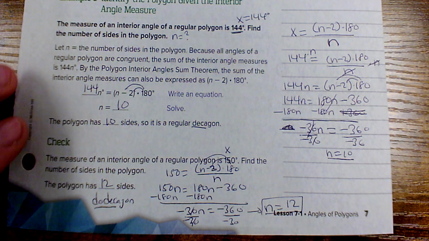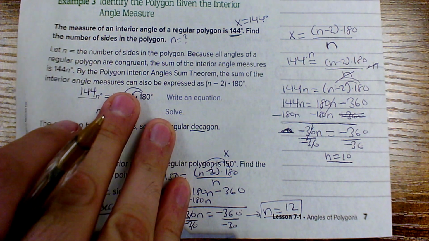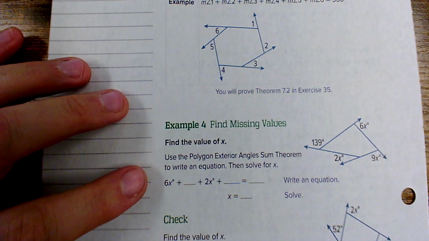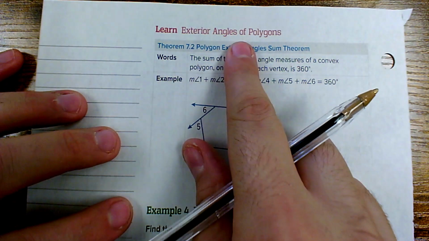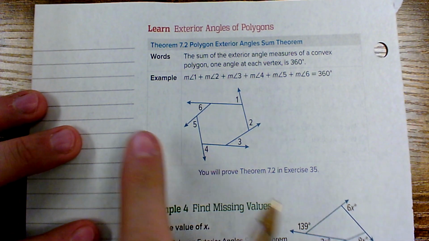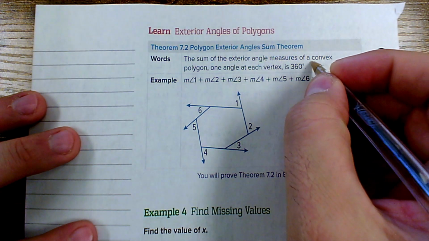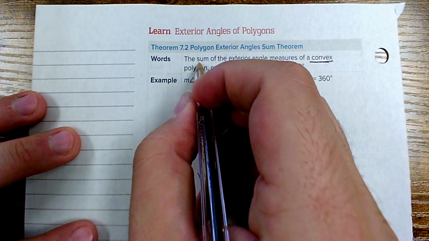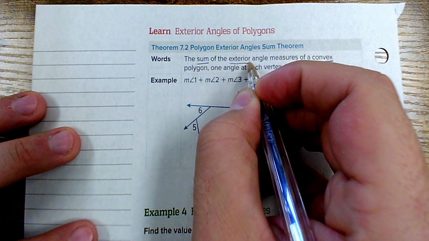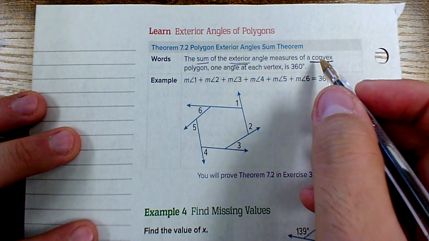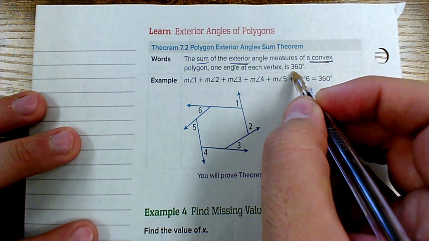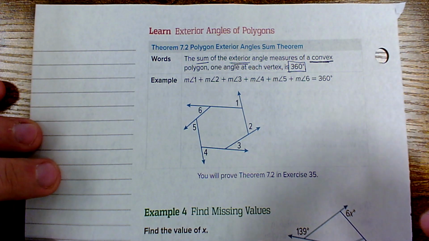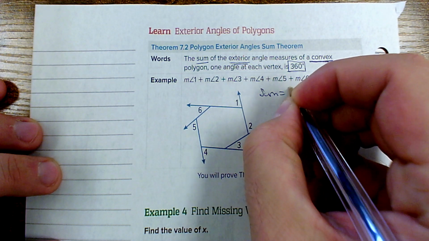All right, so let's look at the last page for the lesson. So here we have an exterior angle. So we're looking at exterior angles. Now this is a good time to talk about convex versus concave. We have the word convex here. We'll talk about that in just a second. But here we got the sum of the exterior angles of a convex polygon is 360. So this is part of the formula, so I'm boxing that. Again, the sum is equal to 360.